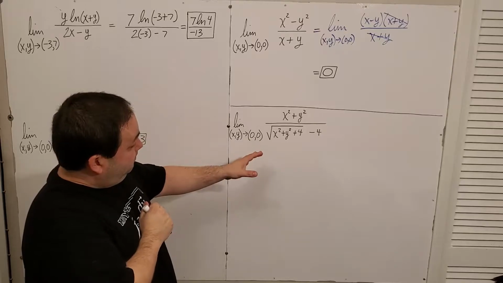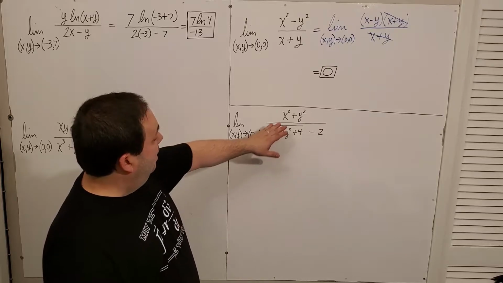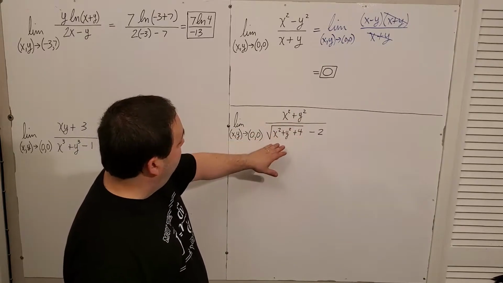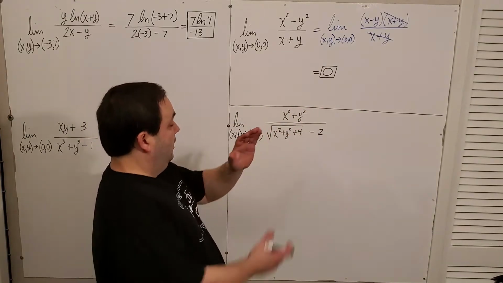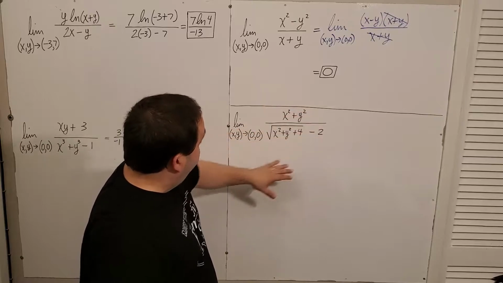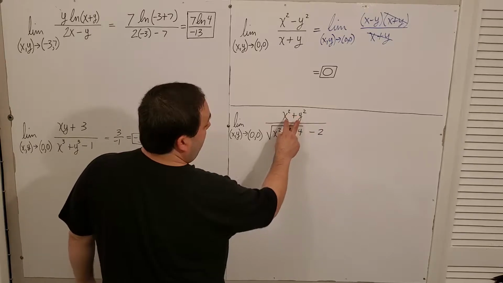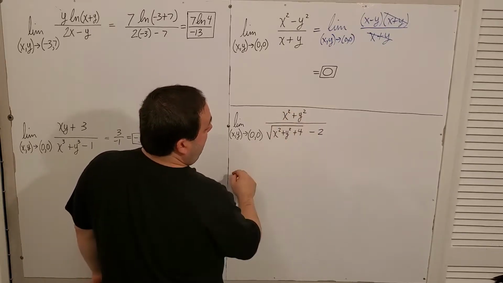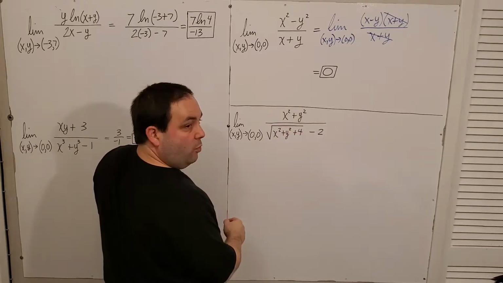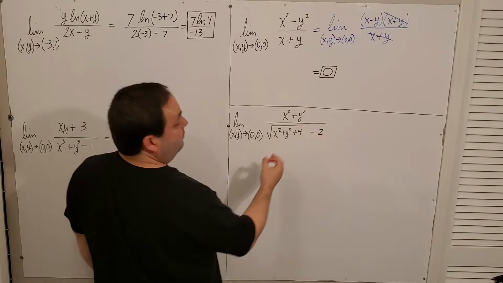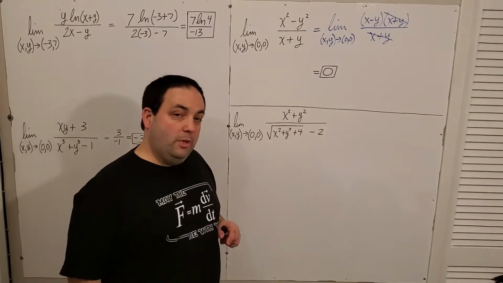All right, let's try again. The limit as (x, y) approaches (0, 0) of (x squared plus y squared) over (the square root of x squared plus y squared plus 4, minus 2). Okay, so if I plug in (0, 0), always try your limit laws first, right? I get 0 on the top. I have 0 plus 4 in a square root, which is the square root of 4, which is 2. 2 minus 2 is 0. So yet again, I'm getting the 0 over 0 indeterminate form.